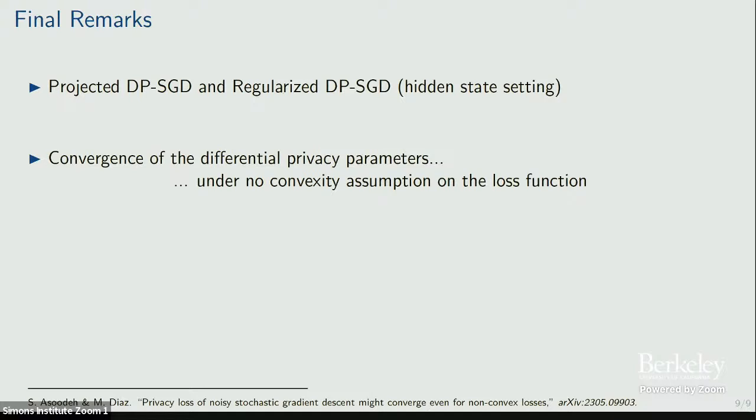Just to finish, some final remarks. We started in the hidden state setting because, well, if you reveal intermediate steps, that's another business. But in the hidden state setting, we studied both projected and regularized EPSGD. And we show that the privacy loss, or the differential privacy parameters, converge in the number of iterations. That means that after the small learning period, you can actually keep training and you won't suffer privacy degradation. Now, a key part of this was not using convexity assumptions. And it is not just because we could, but because we needed to. Even if you have convex losses, once you clip them, they are not convex. So we had to find a way out. And the way was information theory. So this is where we use this coupled nonlinear data processing inequality.